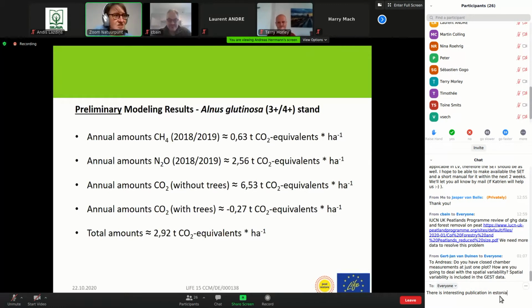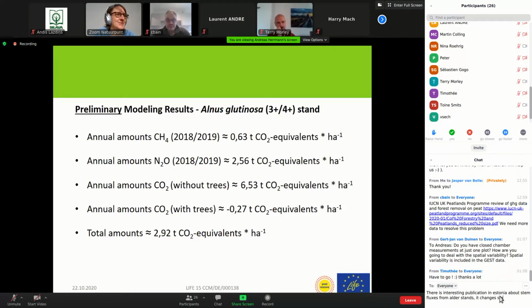I see a question in the chat from Gert-Jan. Do you have closed chamber measurements at just one plot? How are you going to deal with the spatial variability? Yes, I think this is another big problem, because nobody has an idea how to take into account the spatial differences, the heterogeneity, with a very small budget.